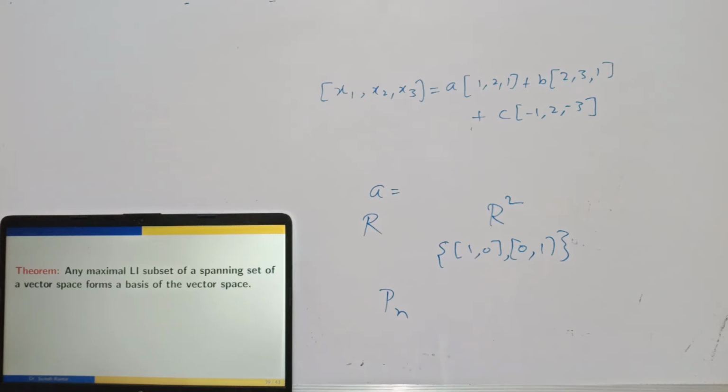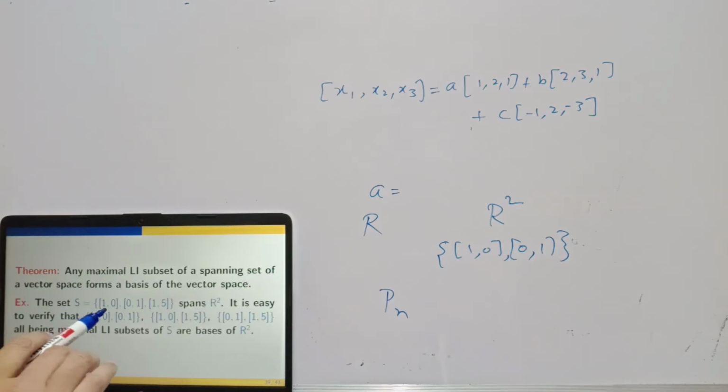Now how to construct bases from a given set in the vector space? The first result is that any maximal linearly independent subset of a spanning set of a vector space forms a basis of the vector space. Important result, we will not prove it, rather we will use it in the problems. For example, S is this set given in R2: (1, 0), (0, 1) and (1, 5). It carries 3 vectors. It spans R2.